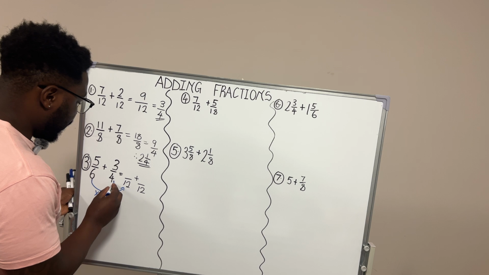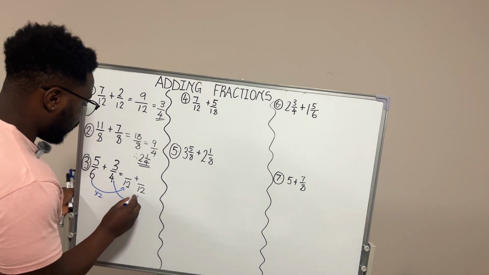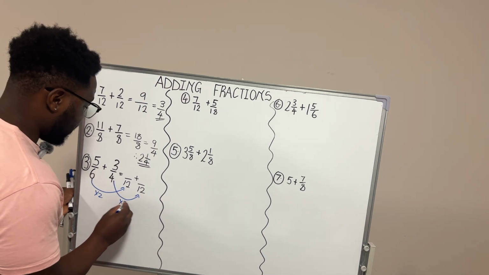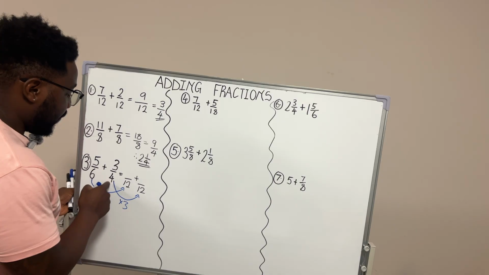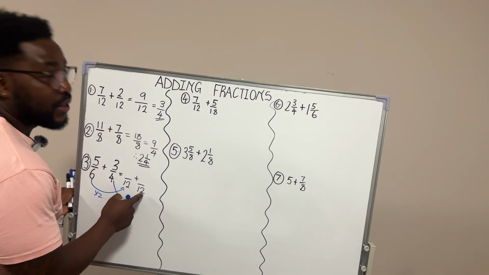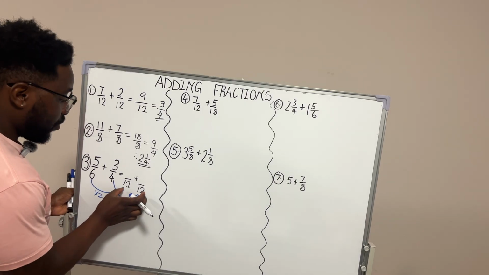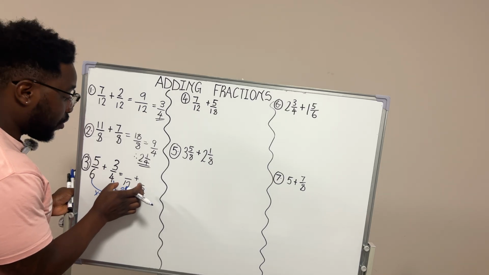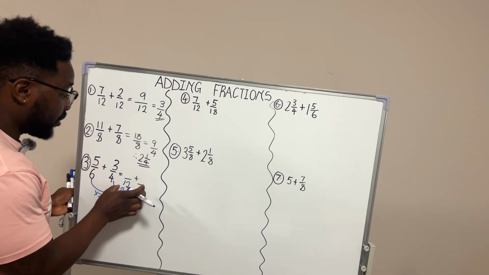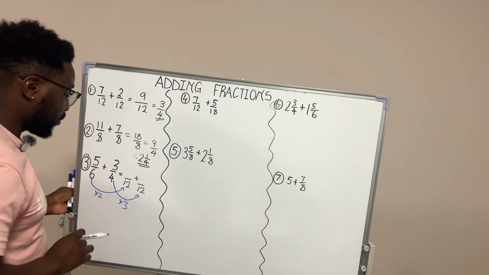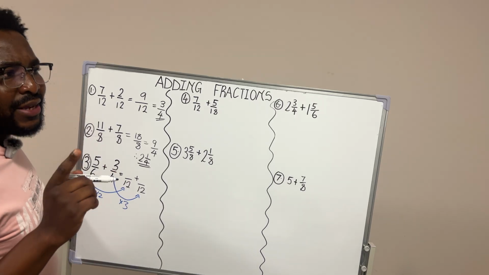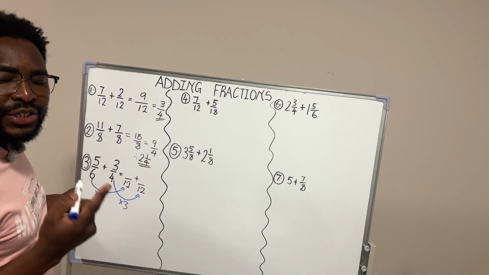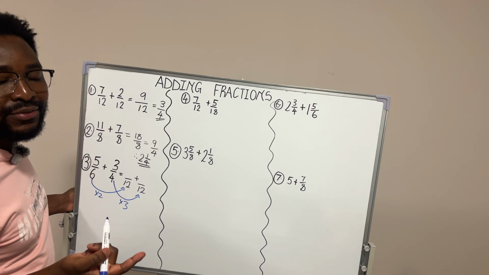And then for us to get from 4 to 12, what did we do? We just multiplied by 3. 4 multiplied by 3 gives us 12, right? So now we have the same denominator, which is 12. Okay, so now the thing here is we cannot only change the denominator.